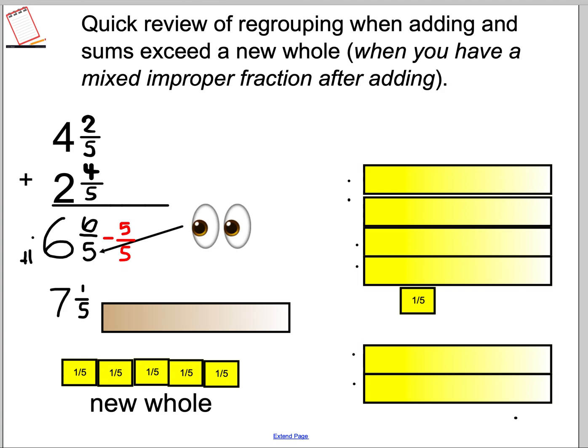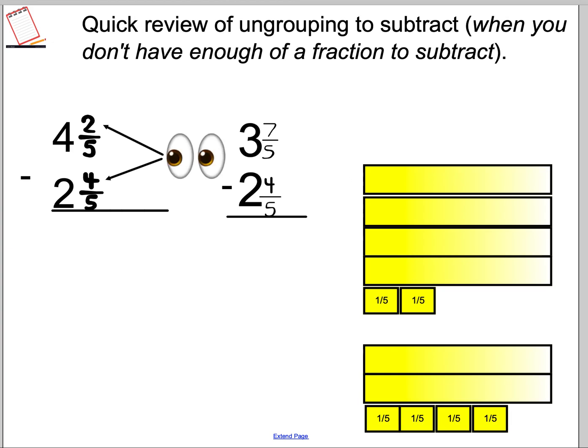Go to your next sheet of paper or the back side, and let's take those same mixed numbers and now use them in a subtraction problem. So 4 and 2 fifths, subtract 2 and 4 fifths. We have a problem, don't we? This is a quick review of regrouping to subtract when you don't have enough of a fraction to subtract. And what I mean by that is I have 2 fifths right here to start with, and I'm subtracting 4 fifths, and I don't really have enough, so I'm going to have to do some ungrouping.